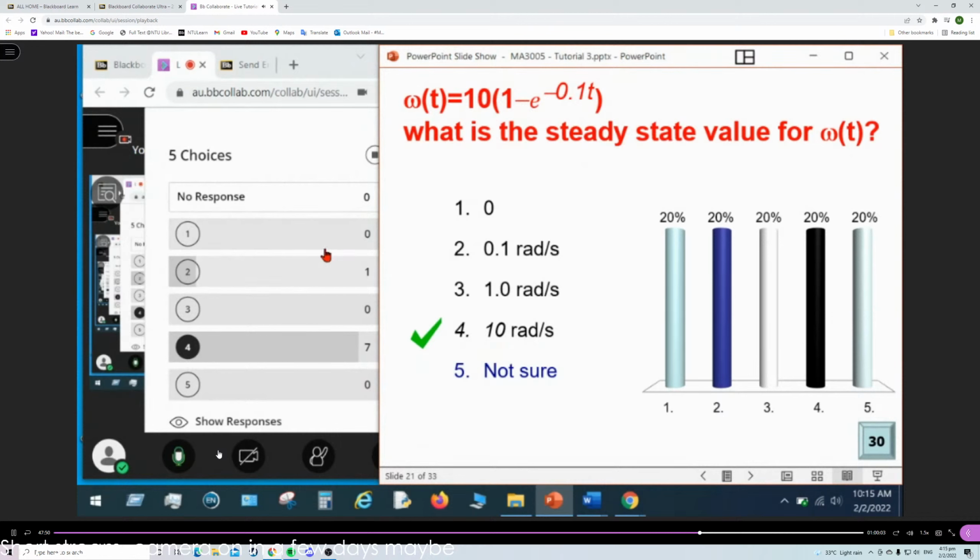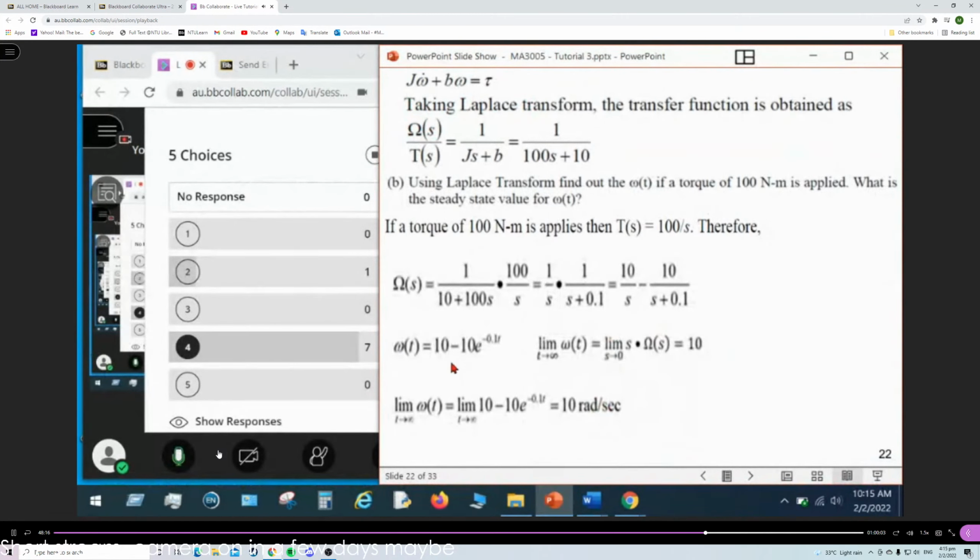So 10 is correct. For this student, you did it wrongly, but no worry. You see, I explained. You can ask me a question again or ask your friend. By the second term, when t is a large value, this would become 0. The only one is steady state value. So 1 multiplied by 10. Don't forget about 10. So we get 10. Okay. So easy. You see, okay.